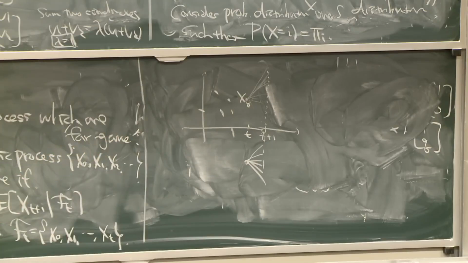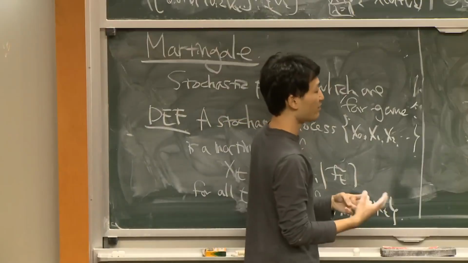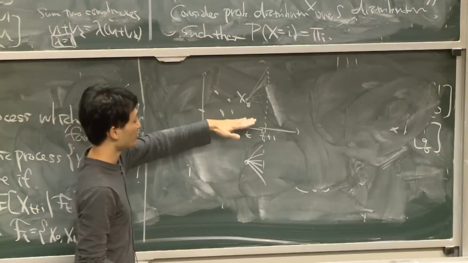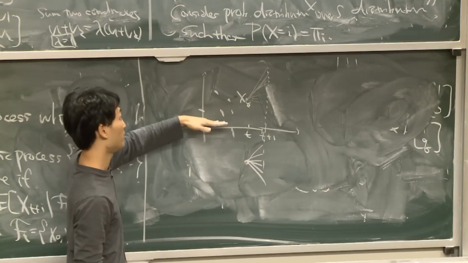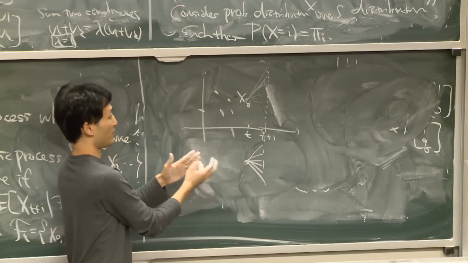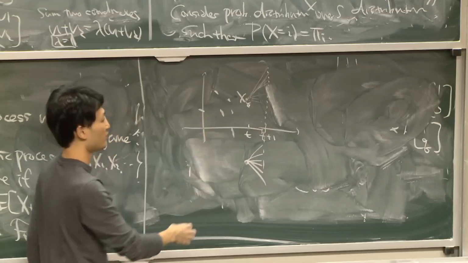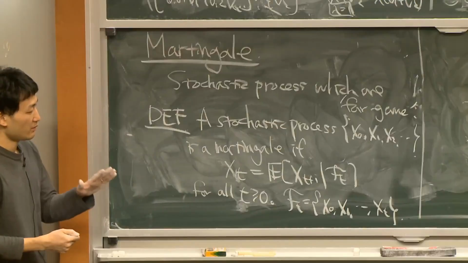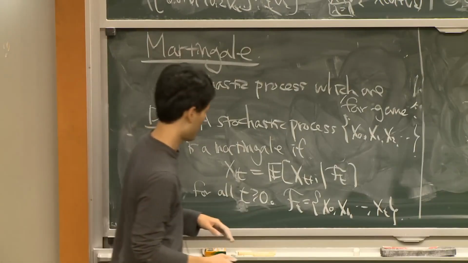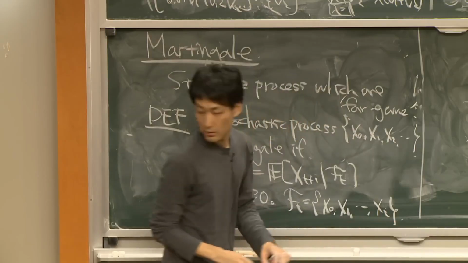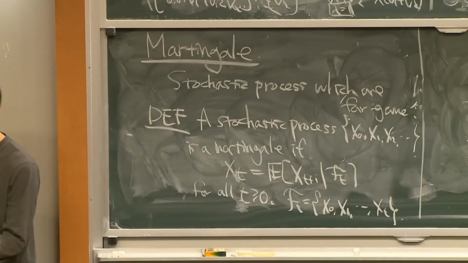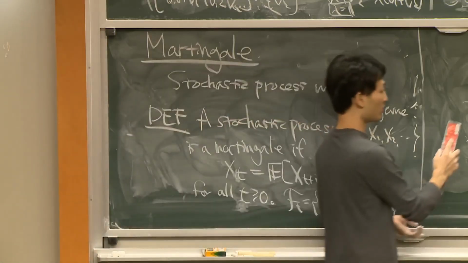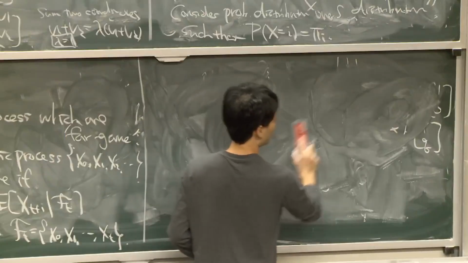And the reason I'm saying it models a fair game is because if this is like your balance over some game, in expectation, you're not supposed to win any money at all. And I will later tell you more about that. Okay, so for example, a random walk is a martingale.